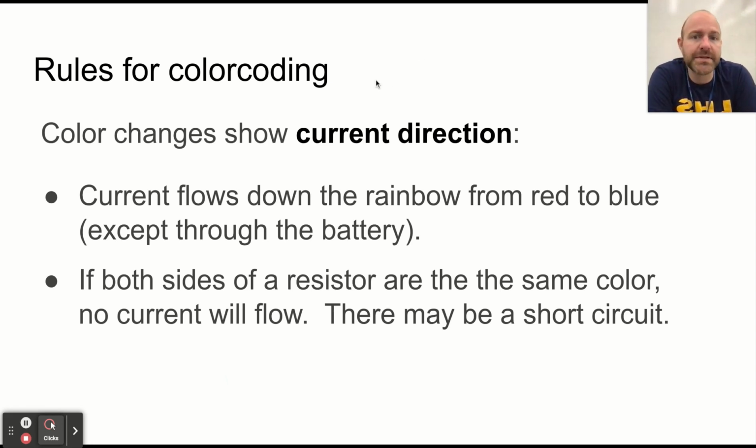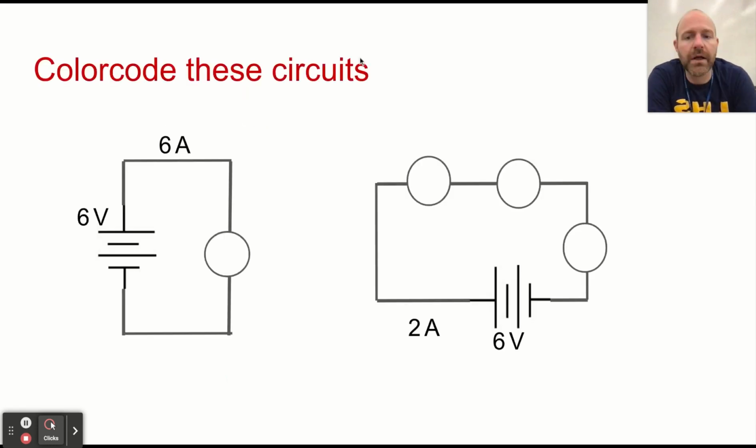This also allows us to identify places where a resistor has the same color on both sides, so it does not have a potential difference. It does not have a voltage, and there will be no current flow. There might be a short circuit, or there might be something else going on. So we can color code these circuits.